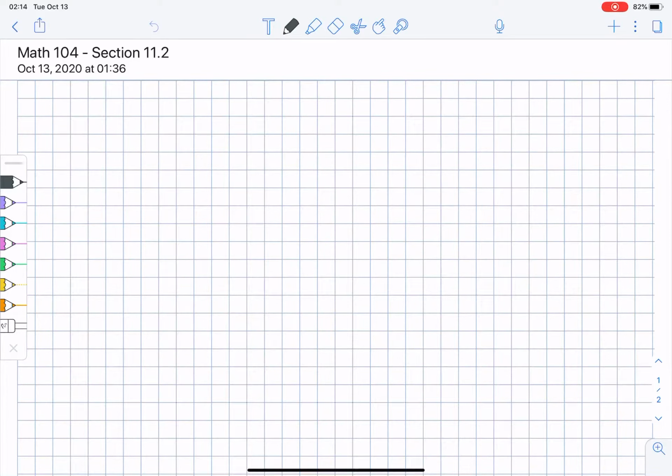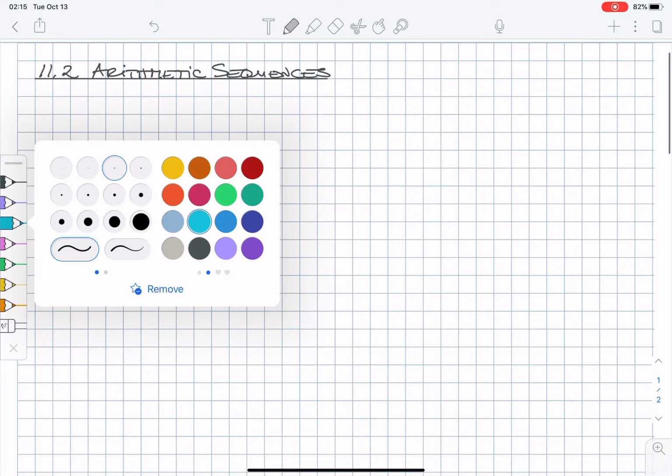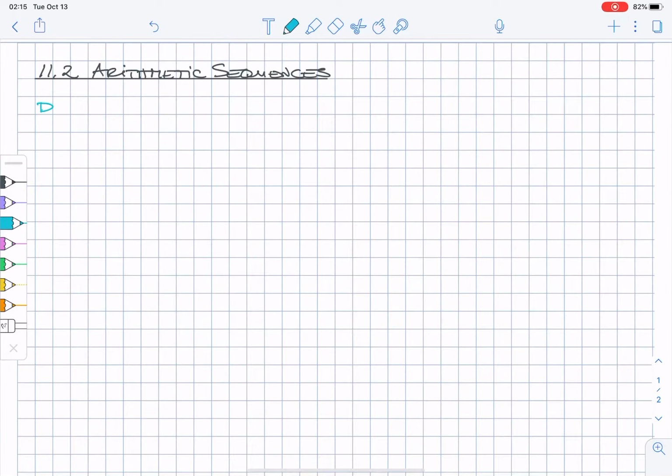Okay, so welcome to section 11.2, which is arithmetic sequences. So definition. What is an arithmetic sequence?